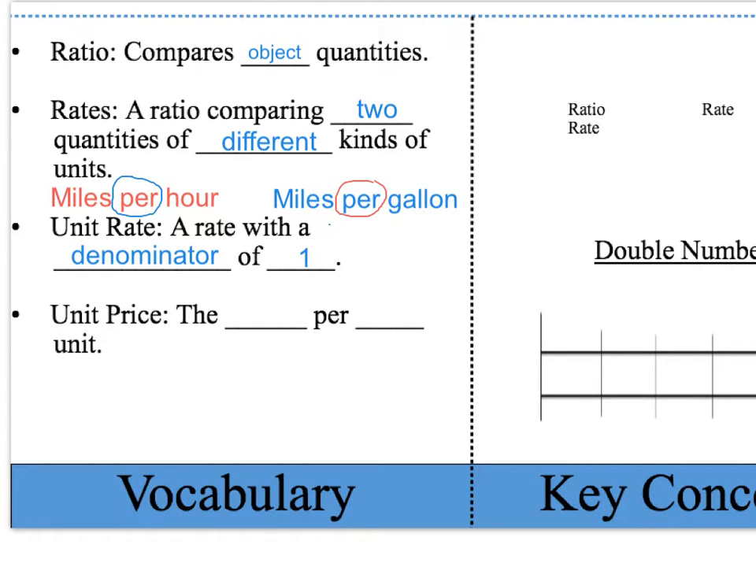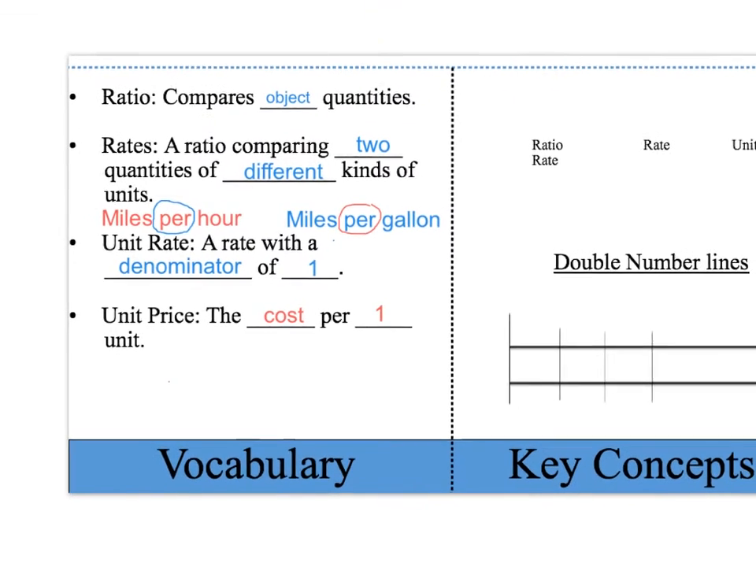The next vocabulary word is called unit rate. A unit rate is still a rate, but the denominator is always 1. So a unit rate is a rate with a denominator of 1. The next vocabulary word is called a unit price. It's the same thing as a unit rate. The only thing that we're talking about now is cost. So unit price means the cost per one unit, or the cost of one item.